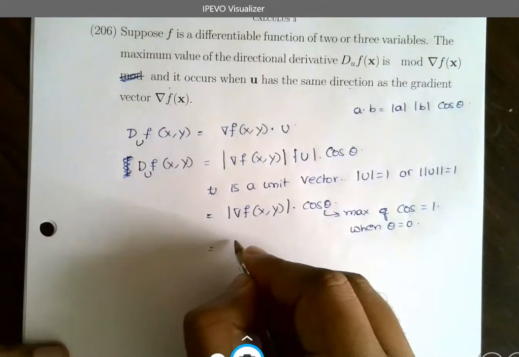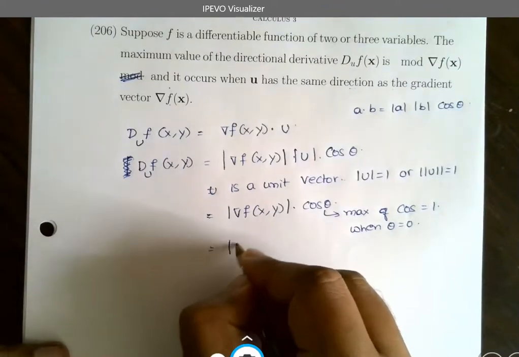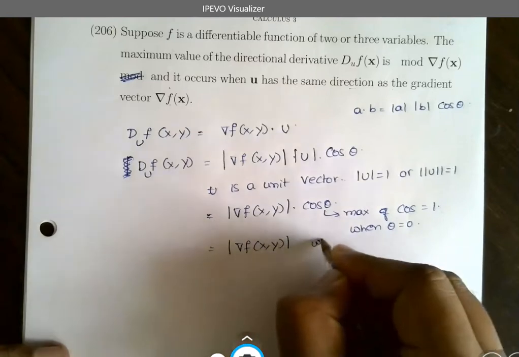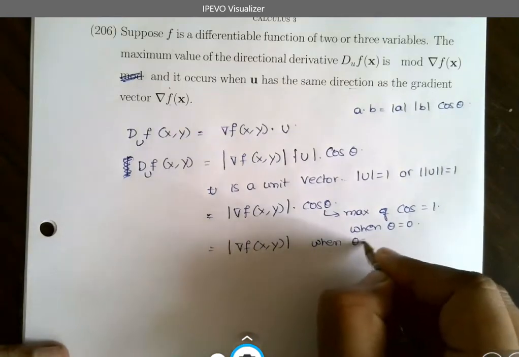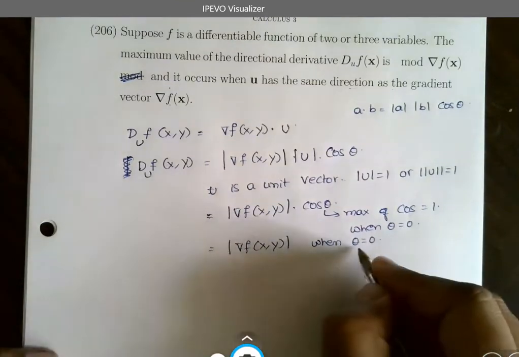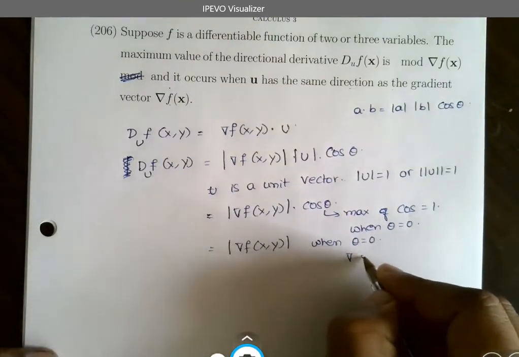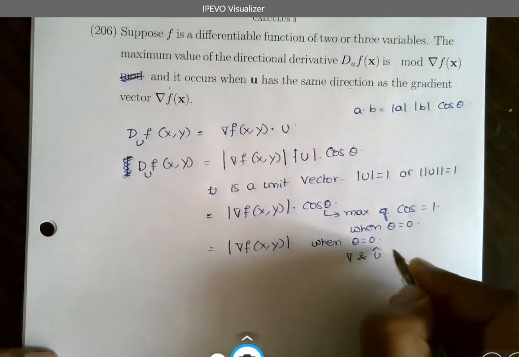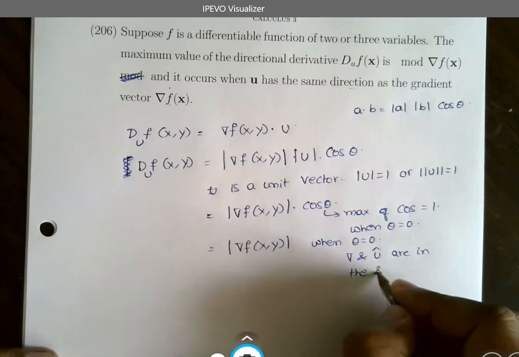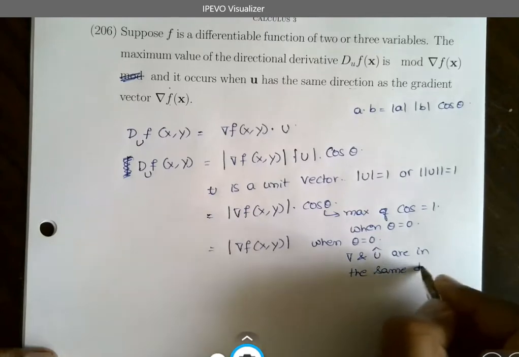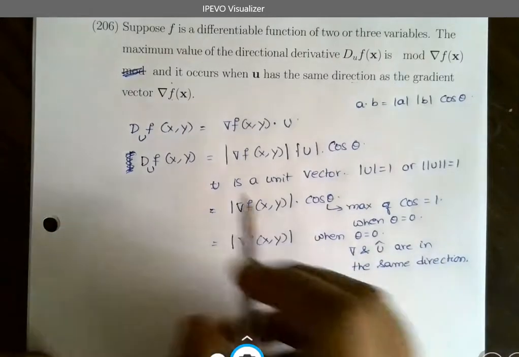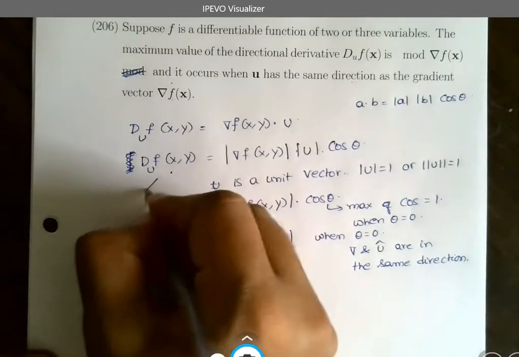So that means you get the magnitude of the gradient of f at (x, y) when theta is 0, right? Theta is 0 means the gradient and the unit vector are in the same direction. I hope you understood it. It's a very small proof. So the directional derivative is maximum.